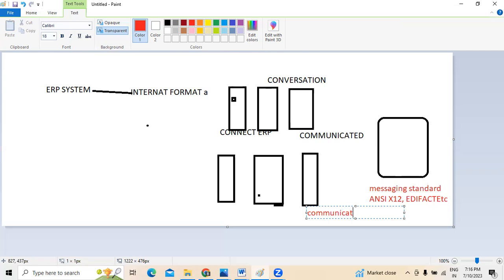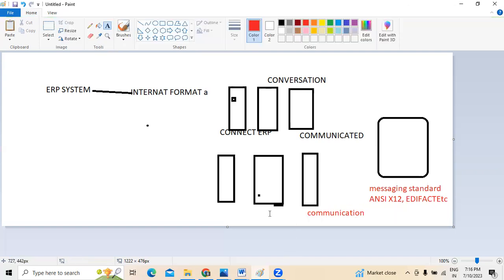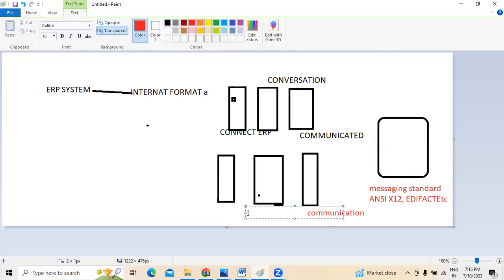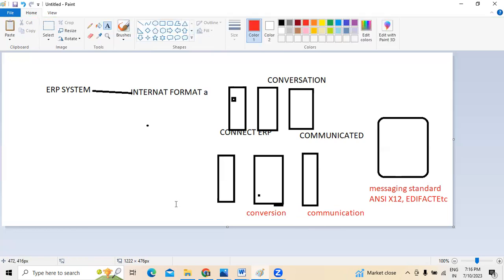This communication will be received over here. Once the communication has been received, whatever information we have communicated has to be converted. That is required. This is where the conversion generally happens. Through this conversion, it will then connect to the ERP system.